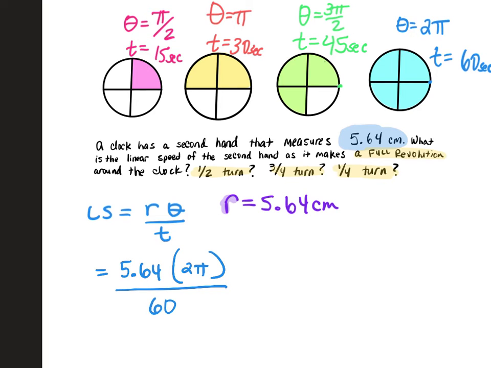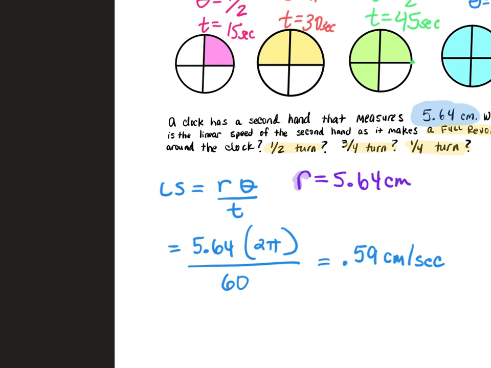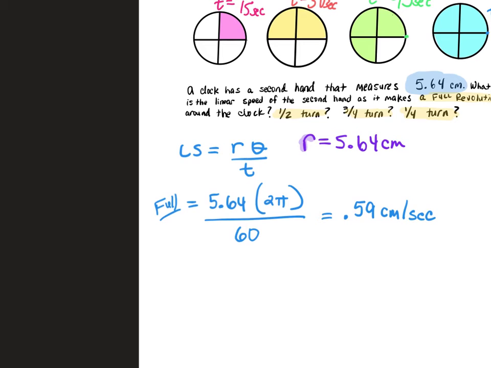Okay? So let's do this in our calculator. Hit 5.64. 5.64. Parenthesis 2 pi. I'd close your parenthesis and enter. And then divide that by 60. And what do you guys get? 0.59 centimeters per second, okay? Agreed. Now we're gonna work this problem out, and we're gonna work it out as a half.